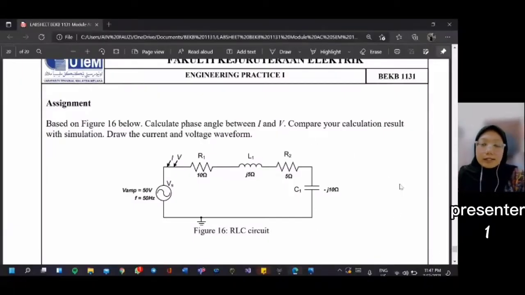Okay, for the simulation, as we can see in the circuit, the value of XC and XL is given, which is 5 ohm for XL and 10 ohm for XC. But to do the simulation on Proteus, we can't use the value of XL and XC. So we need to calculate the value of L and C for the inductor and capacitor.